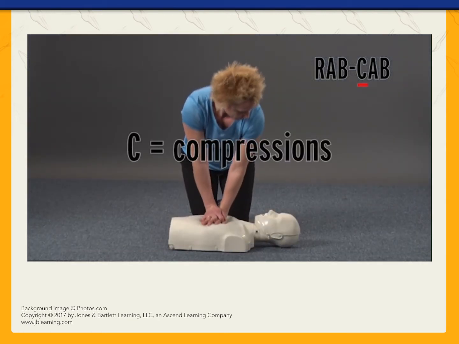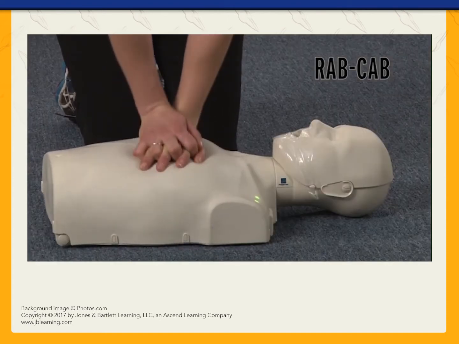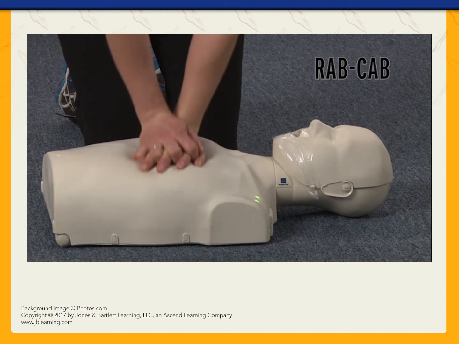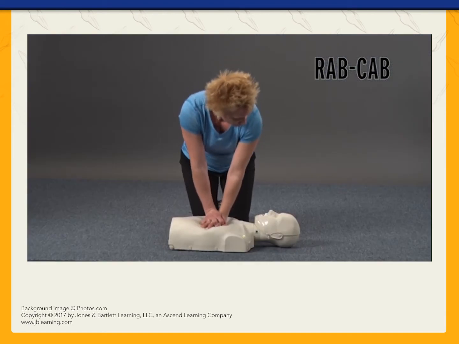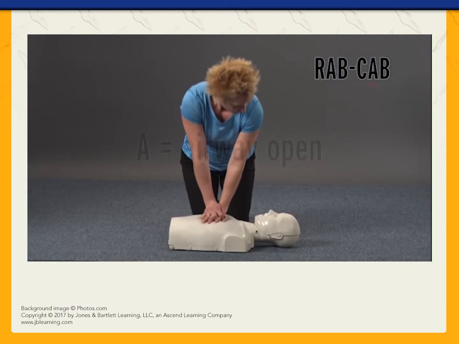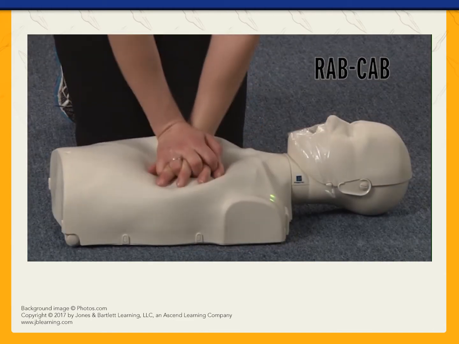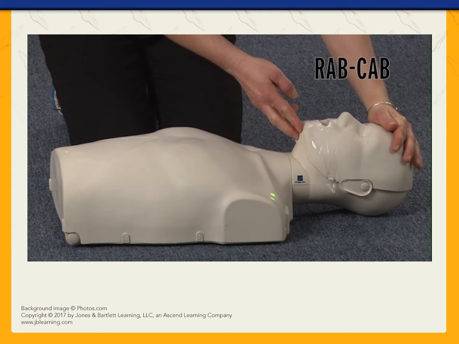Give 30 chest compressions. Push fast, that is 100 to 120 beats per minute. Consider pushing to the beat of the Bee Gees song, Stayin' Alive. A stands for airway open. Open the airway using the head tilt chin lift method.